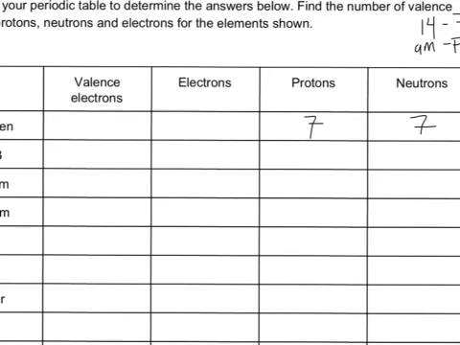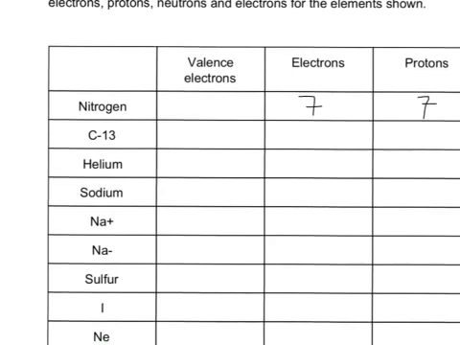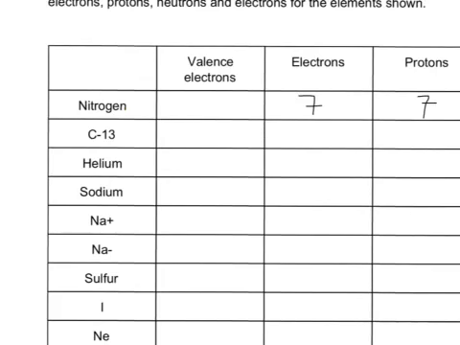The number of electrons is going to be the same as the number of protons unless it is an ion. The charge will be balanced out. These are negatively charged, these are positively charged, so our number of electrons is just 7. We know that because we're dealing with nitrogen, not an ion.